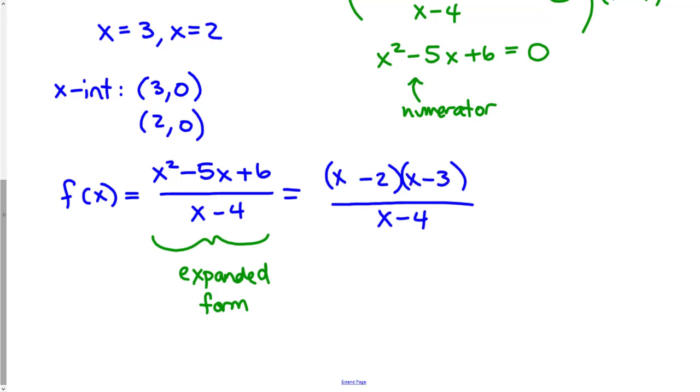And then identifying the x-intercepts from the factored form is just a matter of looking at the x minus 2 and knowing that the value x equals 2 would be where the function would be 0, and so forth. So having it in both expanded form and in factored form is going to be helpful.